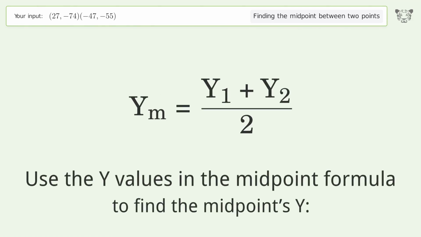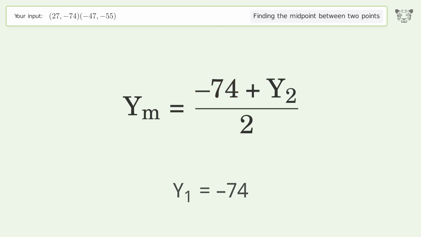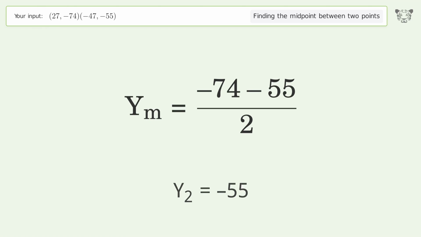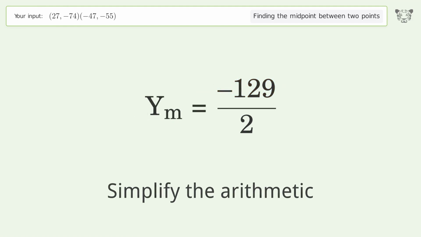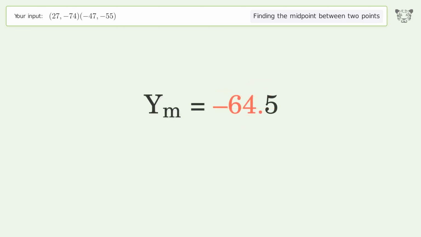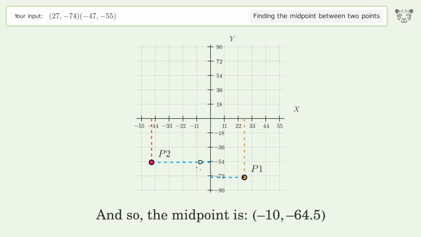Use the y values in the midpoint formula to find the midpoint's y. y1 equals -74. y2 equals -55. Simplify the arithmetic. And so, the midpoint is -10, -64.5.